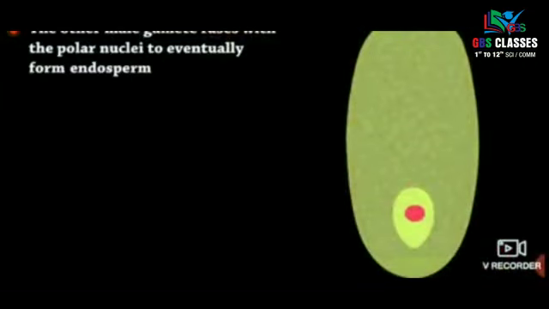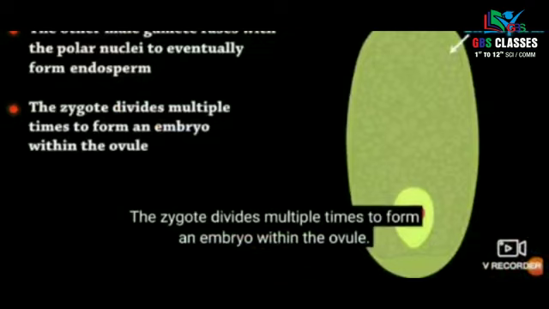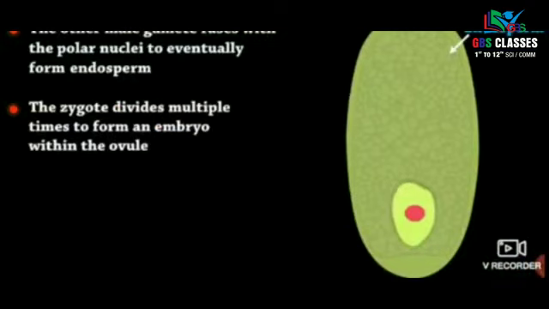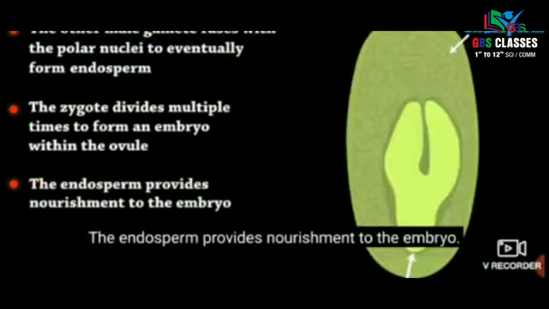And eventually the polar nuclei form the endosperm. As the diagram explains, the zygote divides multiple times to form an embryo within the ovule, with the shape slowly increasing. As we can see, the zygote is continuously multiplying to form an embryo within the ovule.